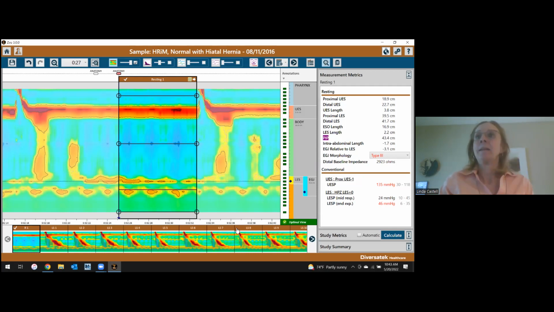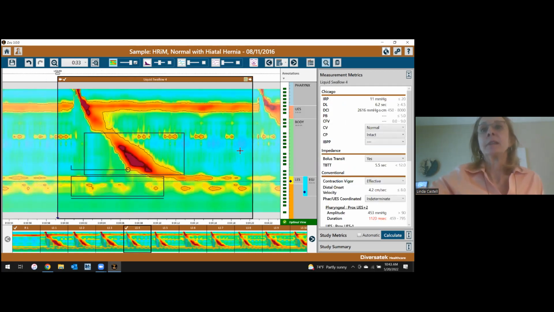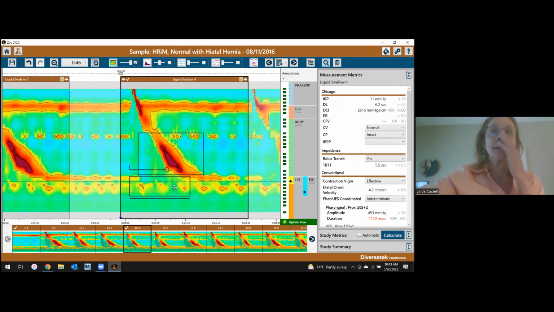Yeah, and for whatever reason, the Chicago people feel that when you calculate your LES relaxations, if the patient has a hernia, you need to incorporate with your IRP measurement the LES, the hernia, and the diaphragmatic pinch, because they feel all three of those play a part in the LES pressure and the relaxation. So that's why this measurement incorporates everything from top to bottom.